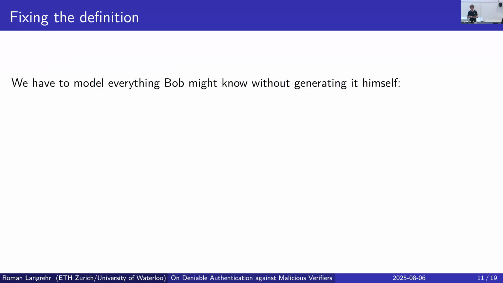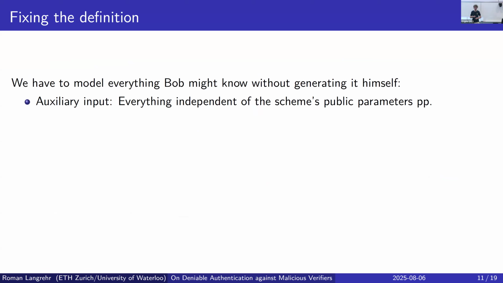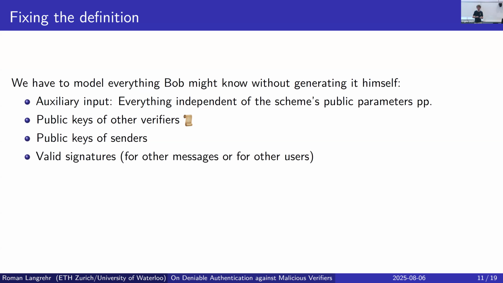So to fix this definition, we have to model everything that Bob might know without generating it himself. And we do this by giving Bob an auxiliary input that contains everything that's independent of the scheme's public parameters. So think of this as kind of a copy of the internet if you want. But he can also get some things that depend on the public parameters, like public keys of other verifiers, public keys of senders, valid signatures, and maybe some more things we didn't think about. And these should be given to Bob as input or oracle access.